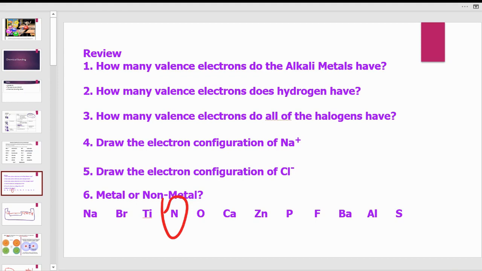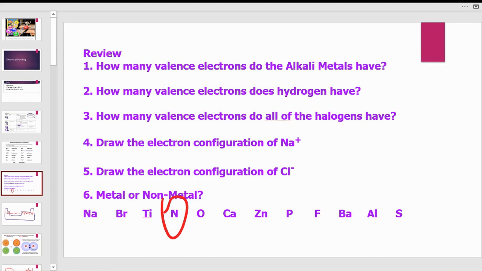So let's assign these to a couple people. Noah, I want you to tell me how many the alkali metals have. Angie, how many does hydrogen have? Sophia, how many does halogen have? So you just grab your periodic table and you count across, right? Noah, how many valence electrons do alkali metals have? 1. Because you go 1, and you're there, and you're done. Okay? Angie, how many does hydrogen have?